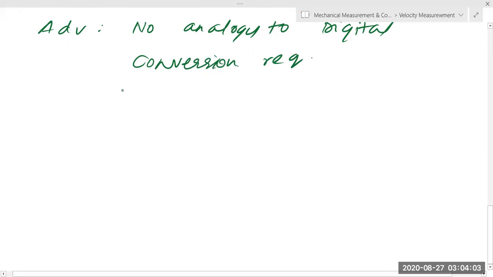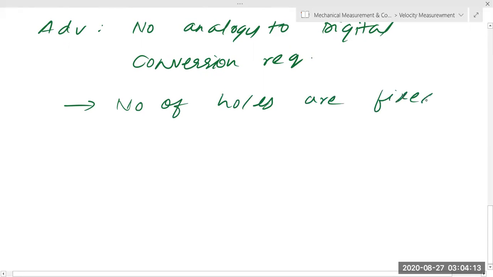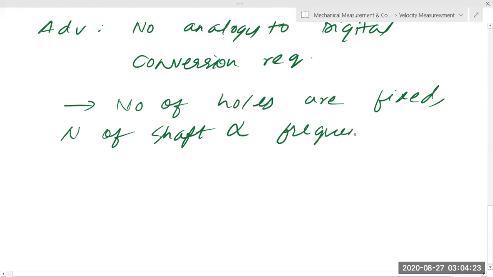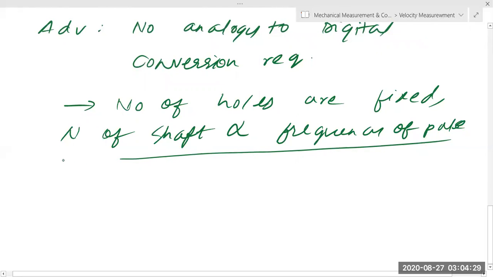Next, the number of holes is fixed. Correct? If the number of holes is fixed, the speed of the shaft, N, will be proportional to what remains, the frequency of pulses. Correct? So this is also important. This makes the circuit very, very simple.